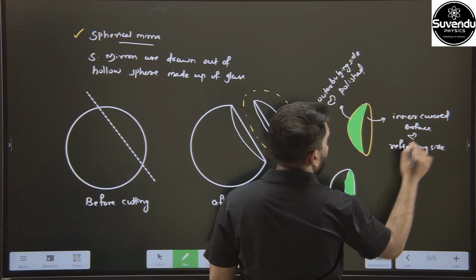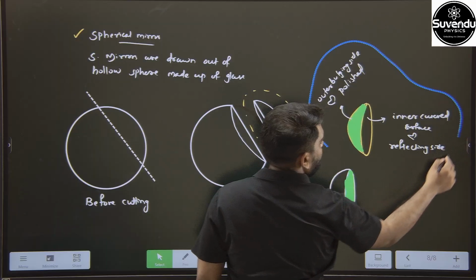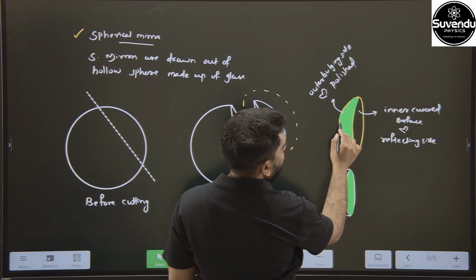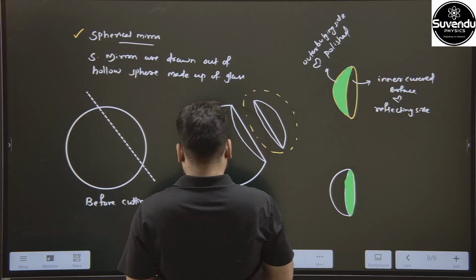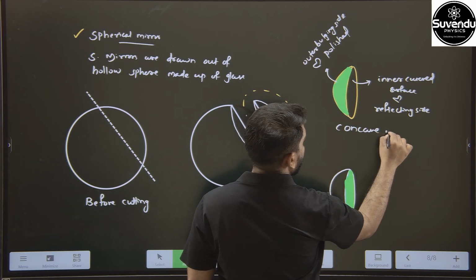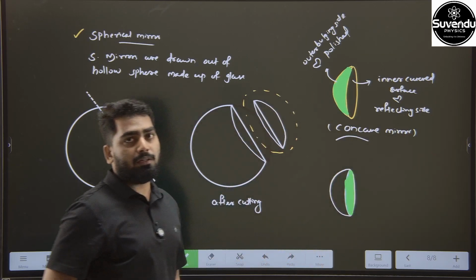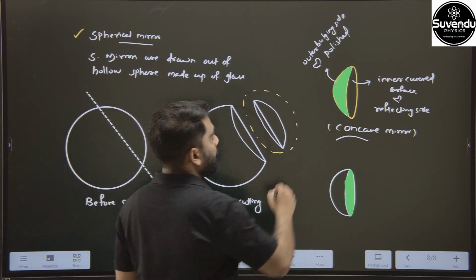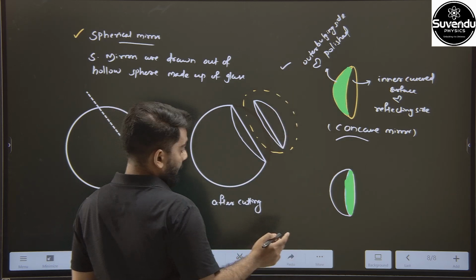Yes. And the mirror we got now, whose inner surface is the reflecting side, this mirror is called concave mirror. And remember to draw this diagram again and again, it is completely difficult, so we have to use its symbolical representation just like your plane mirror.